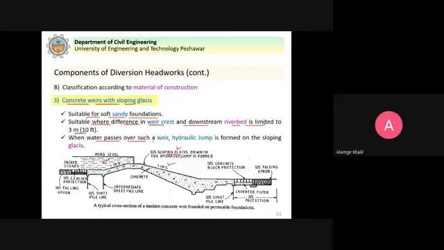When water passes over such a weir, a hydraulic jump is formed on the sloping glacis. As we studied in detail in the hydraulics course, hydraulic jumps are very useful in hydraulic structures. Why? The reason is that they dissipate the destructive energy of fast moving water. You can see here that these aprons and arrangements are provided to protect against scouring. So the hydraulic jump will dissipate the destructive energy of the flowing water.